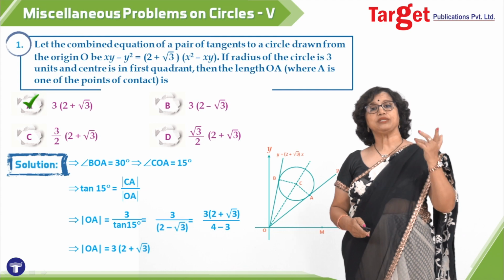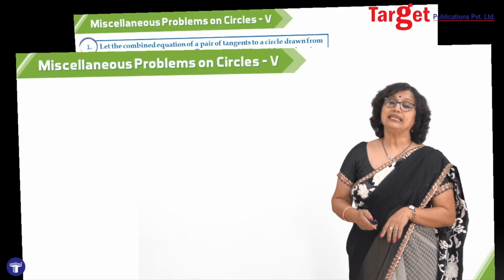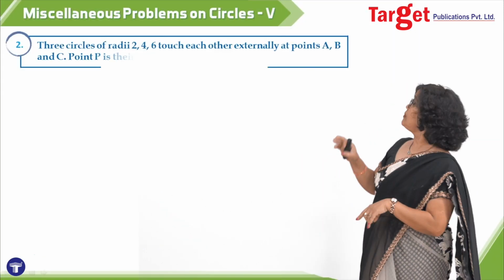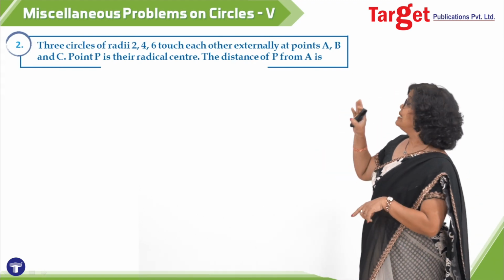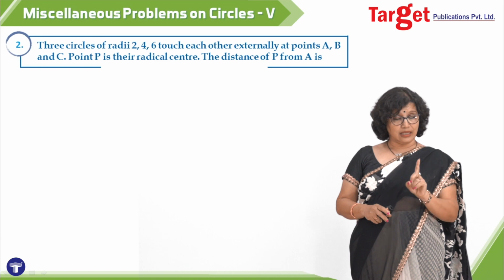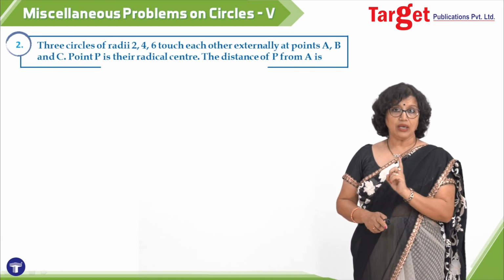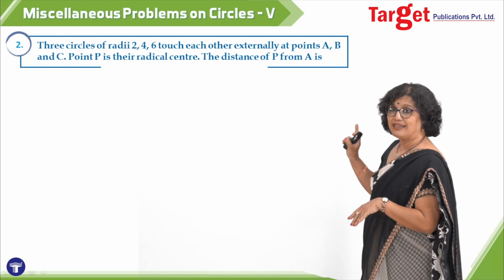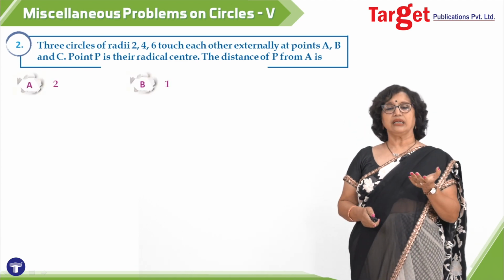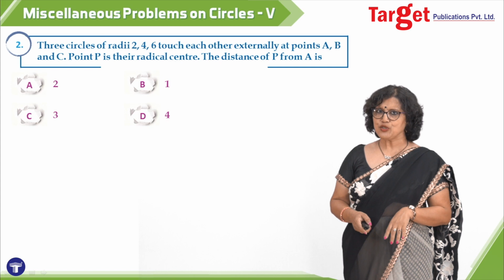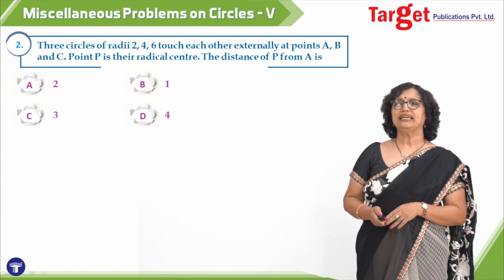Okay. Let us proceed to the second one. And the second one is: 3 circles of radii 2, 4 and 6 touch each other externally at points A, B and C. Point P is the radical center. The distance of P from A is, and then we are given 4 options. And as usual, you have to pick up the correct one.